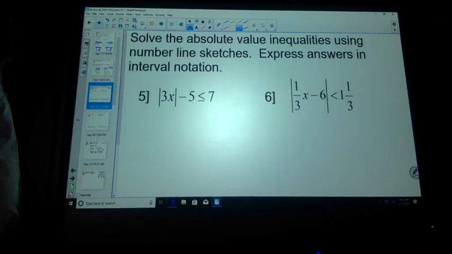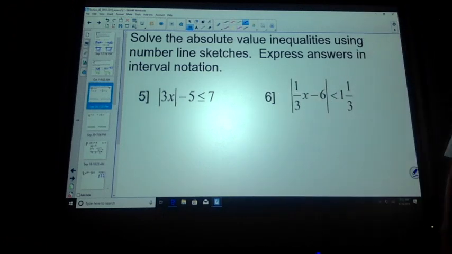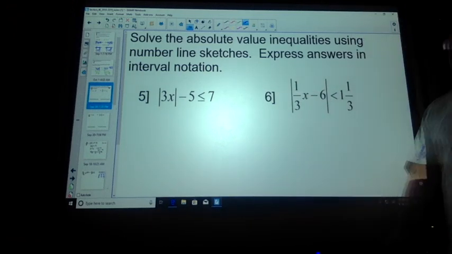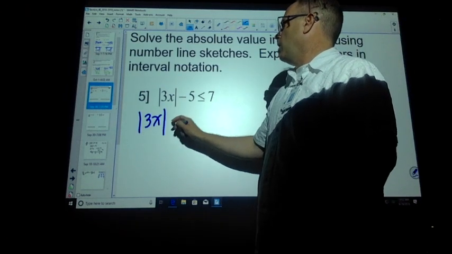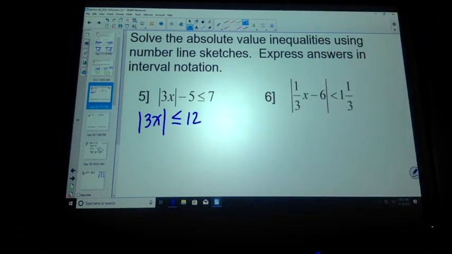Yes. All right. So now we're going to get to the absolute value inequality. All right? I'll just go slow. You still with me? Still with me? Anyone not with me?